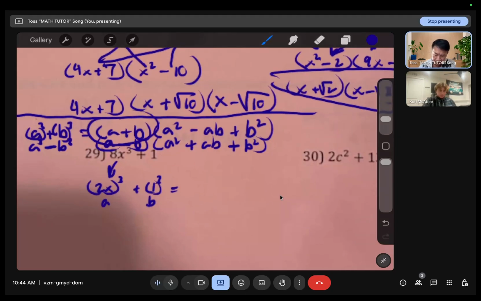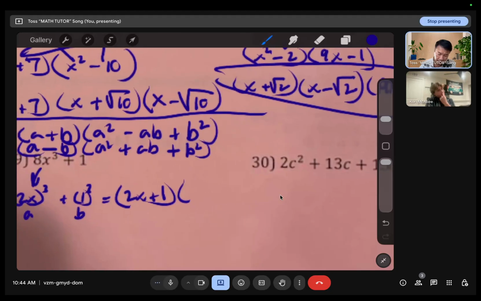Now, here we go. I'm going to do a plus b parenthesized. So it'll be 2x plus 1. That's this one right here. And then the trinomial, it'll be 2x to the whole thing squared. But I recommend you actually go and simplify it right away. It'll be 4x squared. I hope you can see that.